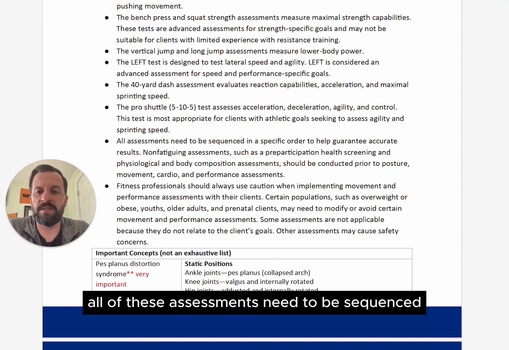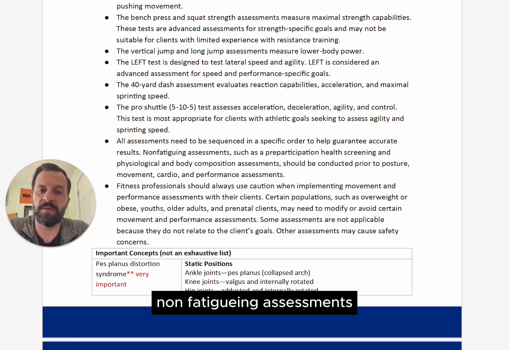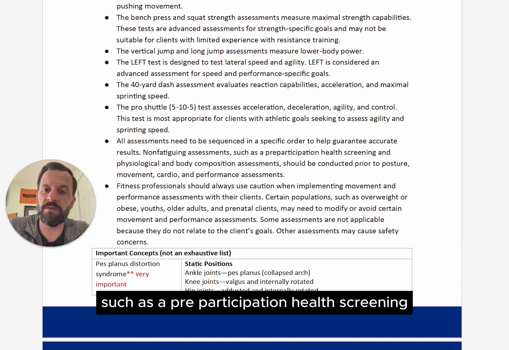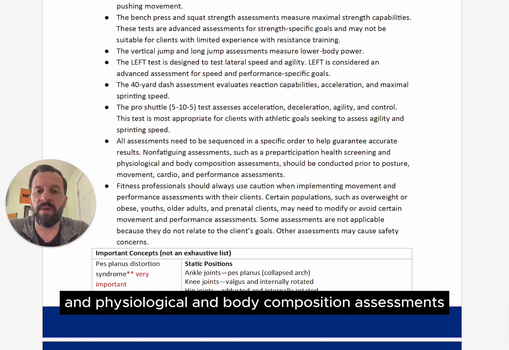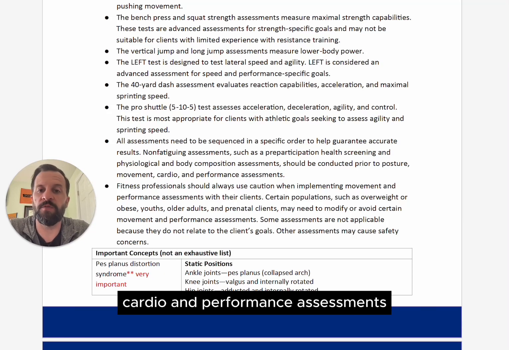All of these assessments need to be sequenced in a specific order to help guarantee accurate results. Non-fatiguing assessments, such as a pre-participation health screening and physiological and body composition assessments, should be conducted prior to posture, movement, cardio, and performance assessments.